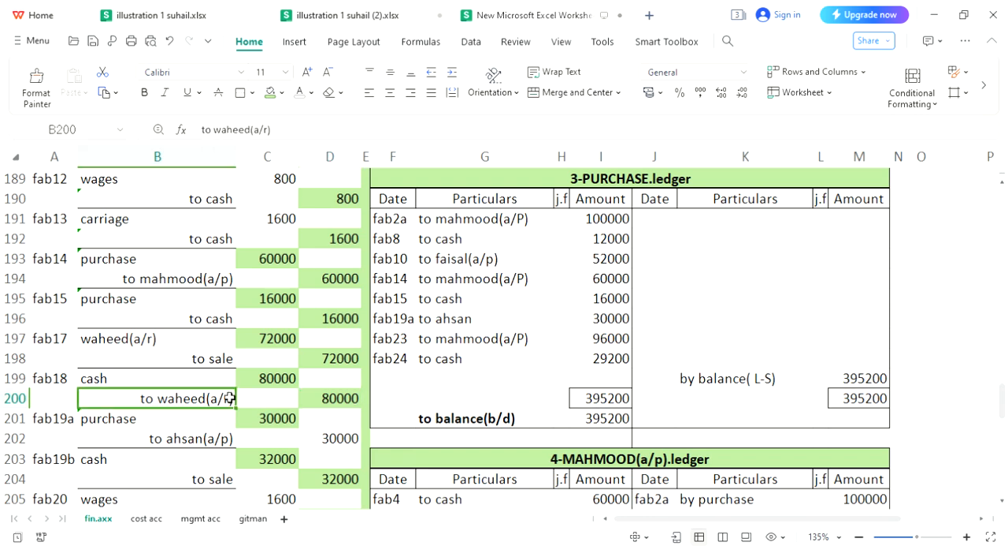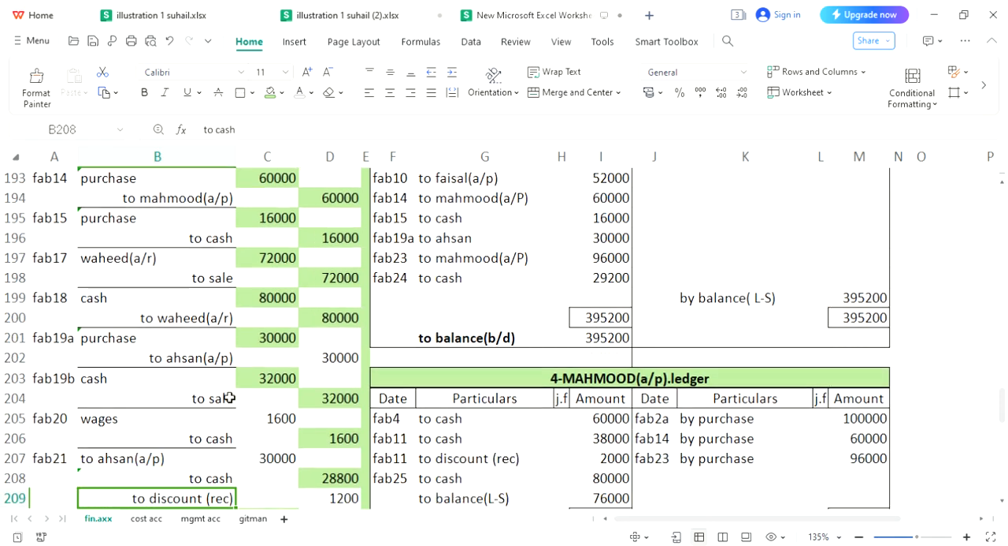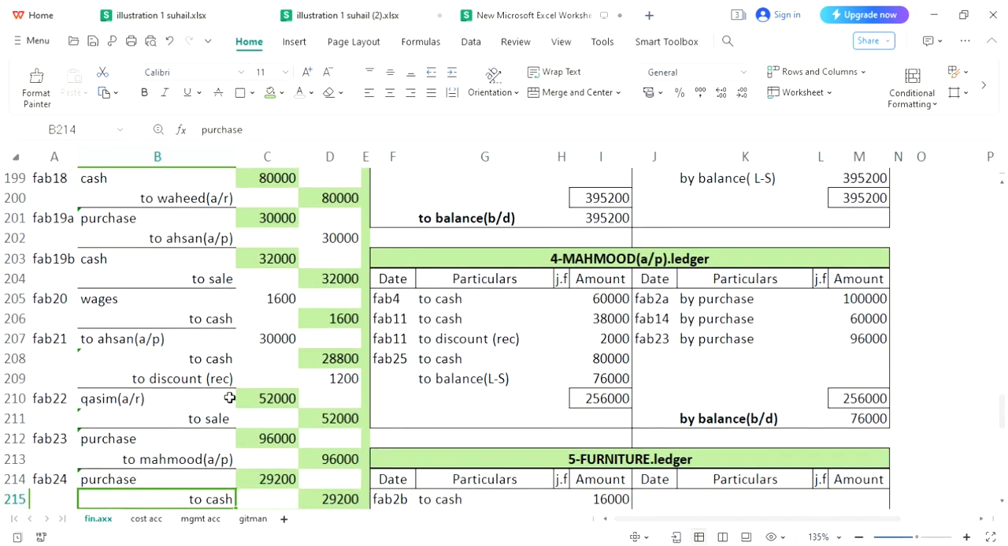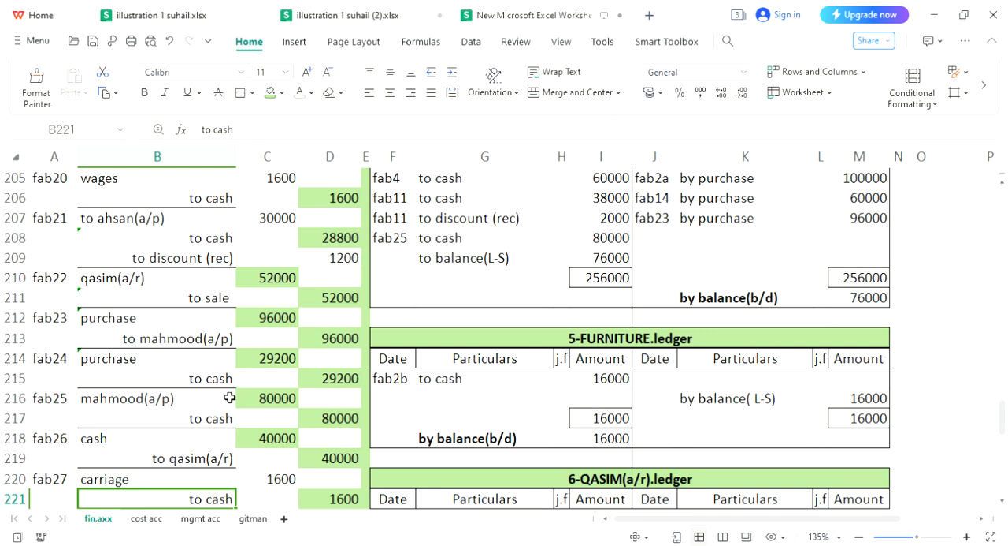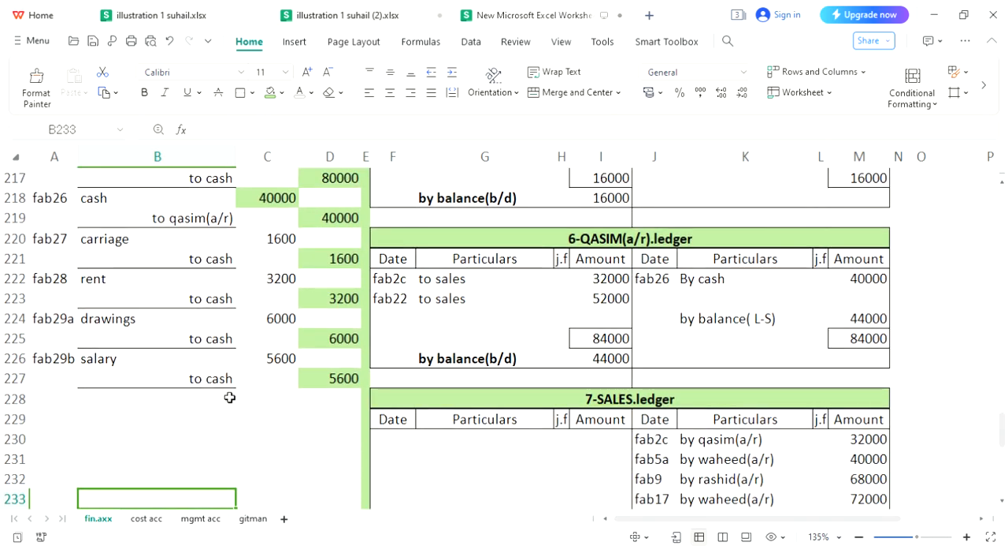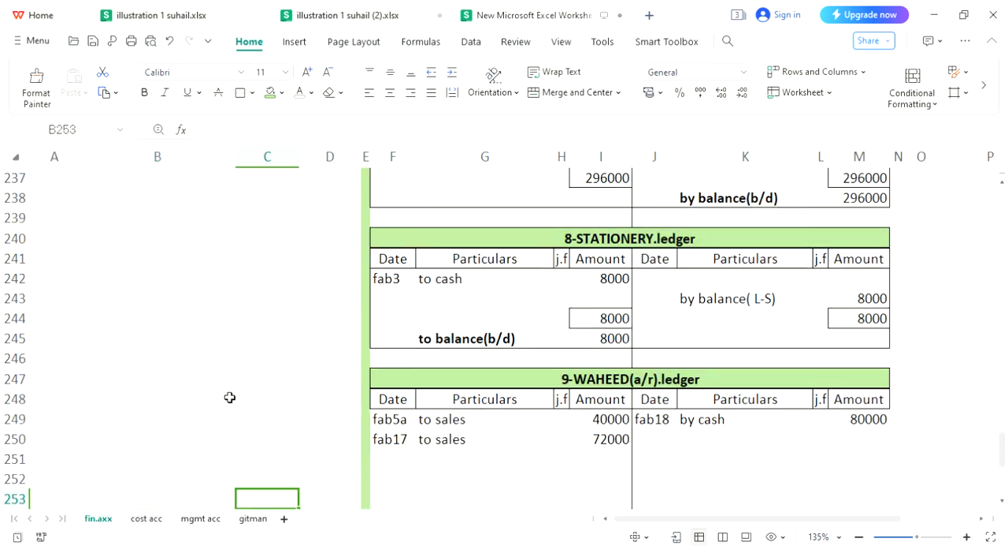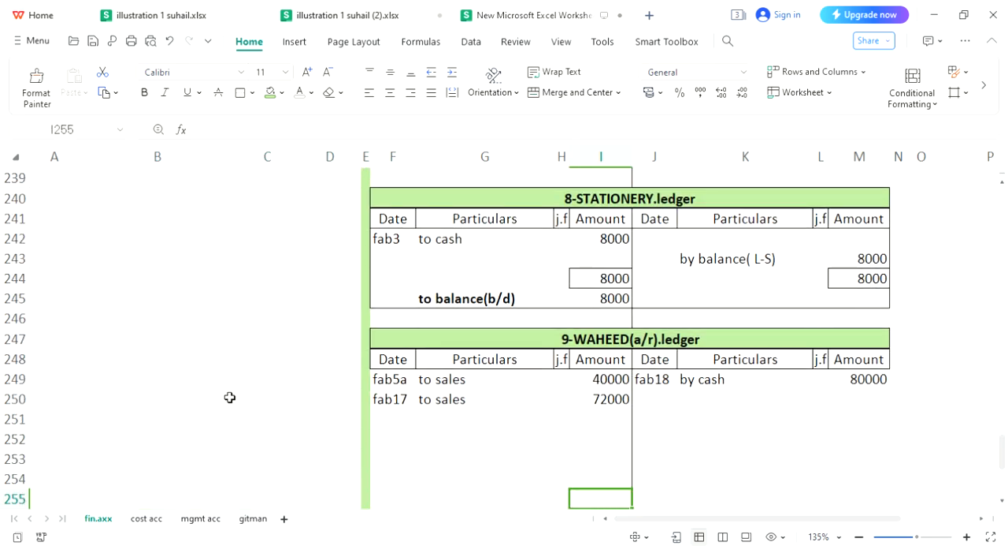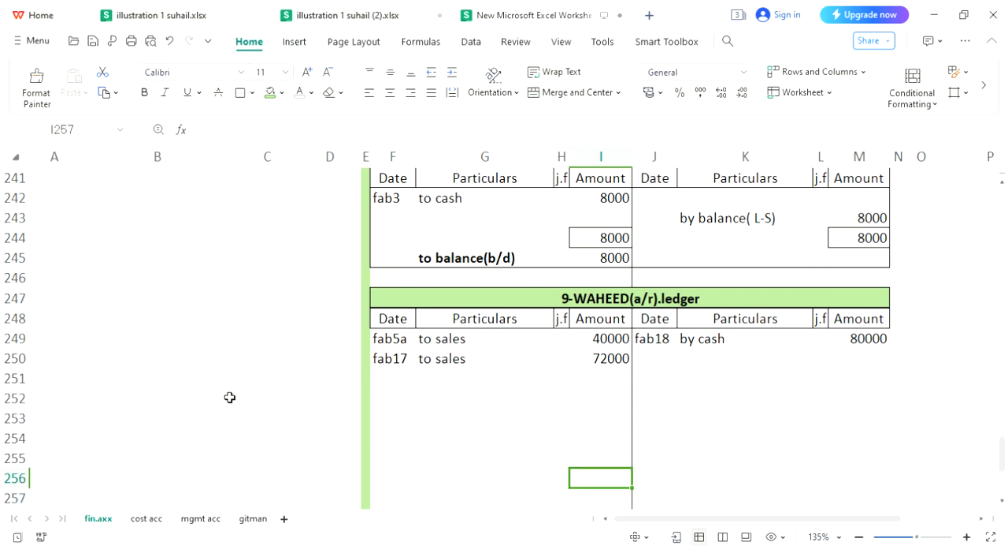After this we will start our search again and we'll see where Waheed is present. And we'll have to see on both sides, debit and credit, if Waheed is present anywhere else. The entries are completed, Waheed is not present. That means all related entries are posted in Waheed's ledger. It's time to take the balance.